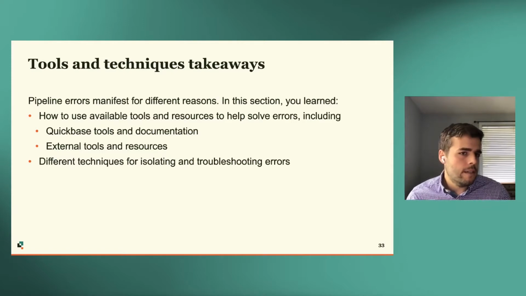So just to have some takeaways, these were some examples and use cases for showing different tools and techniques you can use to help you solve your pipelines errors. It's important to keep in mind that pipelines errors manifest for many different reasons. And in this section, we hope you learned how to use these tools and resources to help solve these problems that you may encounter, including QuickBase tools and documentation specifically, external tools and resources such as the developer portals that other APIs may have, and also different techniques for how to isolate and troubleshoot the errors you have in your pipelines without actually touching your production data.